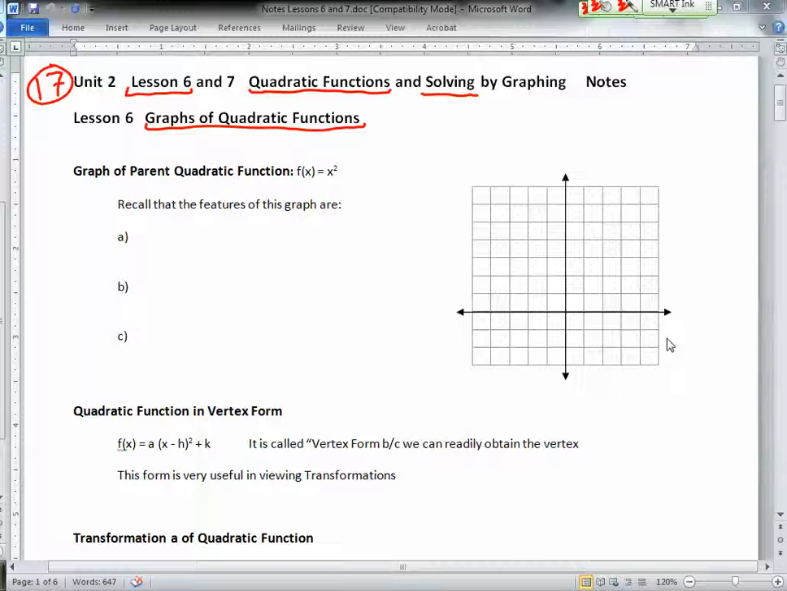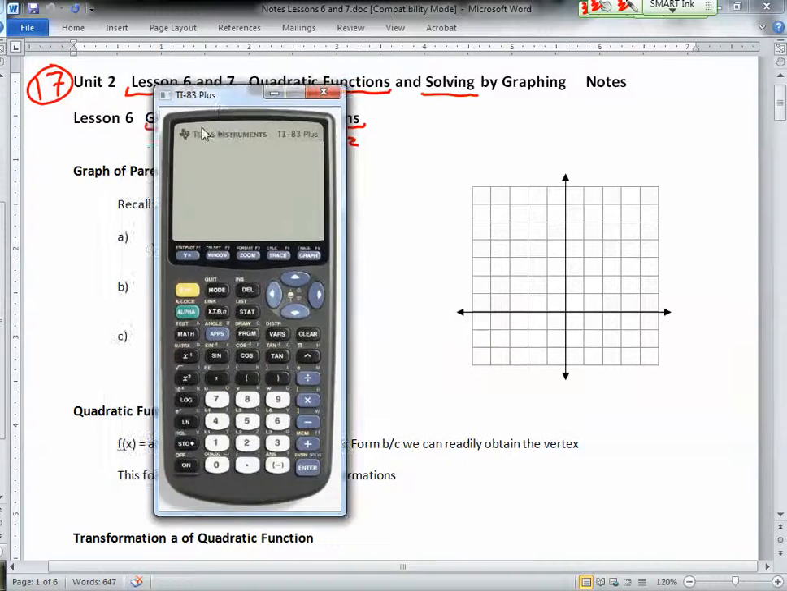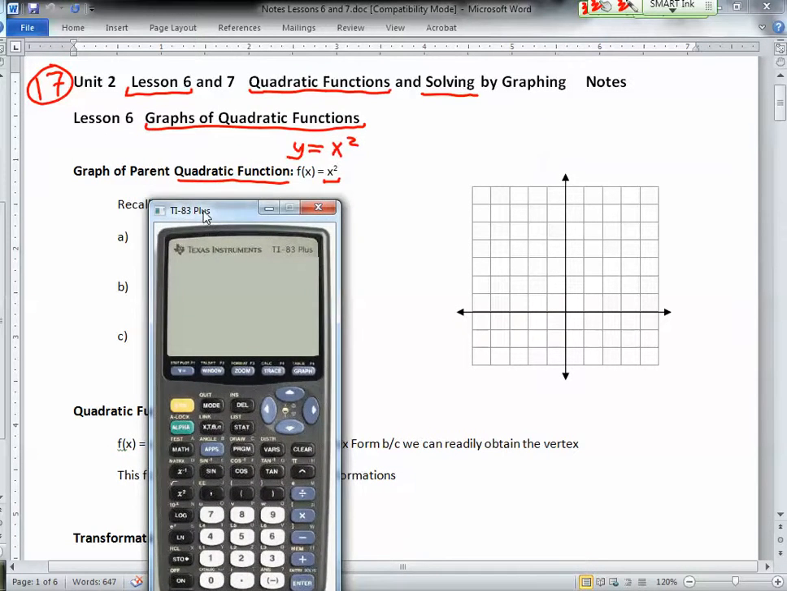Again, a quadratic function just means that we have an x squared. Our highest exponent is 2. This is written right now as f of x equals x squared. Remember, I can always write that as y equals x squared if that's more familiar. If I graph y equals x squared in my TI-83, let's look at what we get.